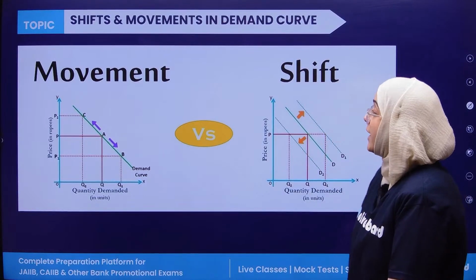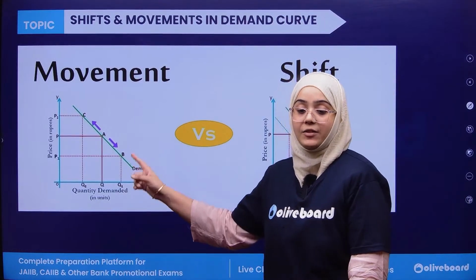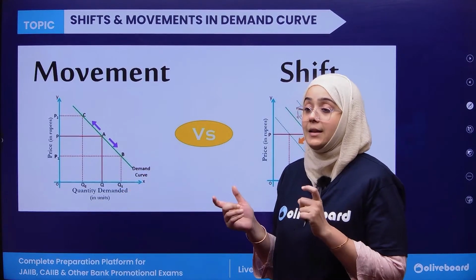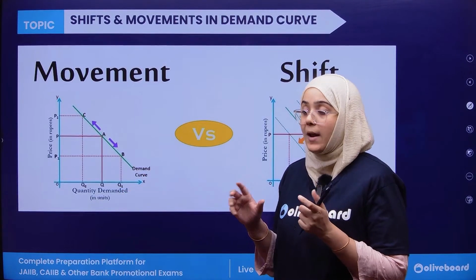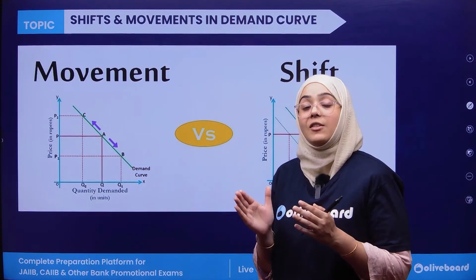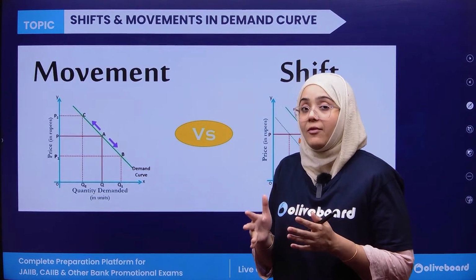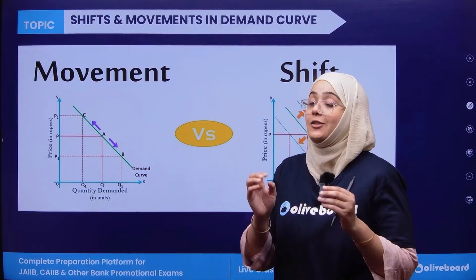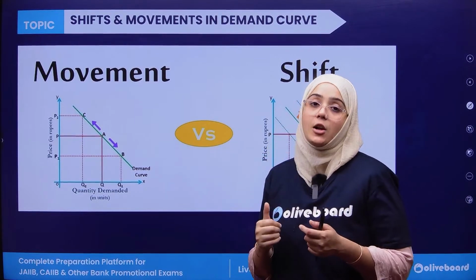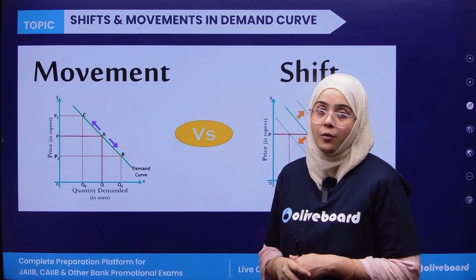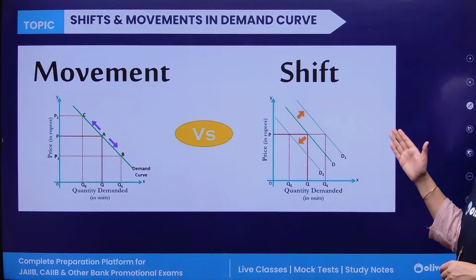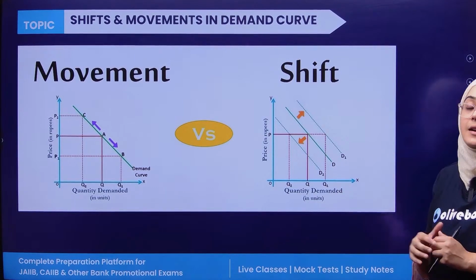When we are talking about the movement in the demand curve, in movement there is only a fluctuation either upward or downward. Means the demand curve is not shifting right or left. It is only moving either upward on the same demand curve or downward on the same demand curve. Whereas always remember, in shifting there is a movement either rightward or leftward in the demand curve.